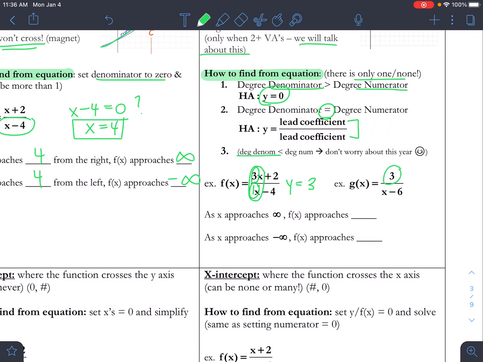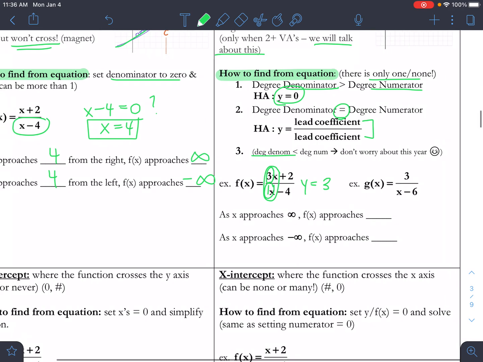This one, we have a 0th power over a first power, meaning the bottom is bigger. So I would have y equals 0 automatically. That's this first rule here. Okay, and for f of x, that's what I'm talking about for these.